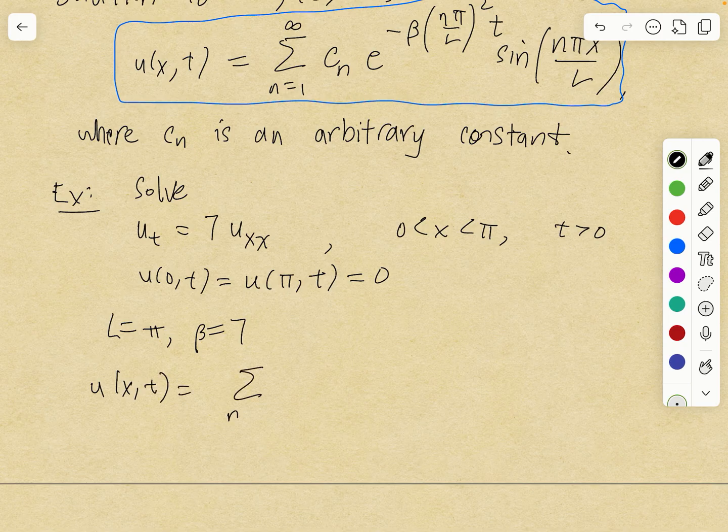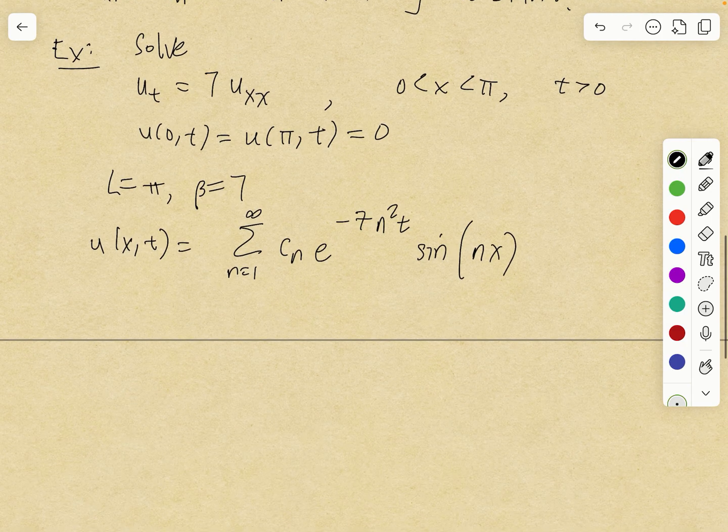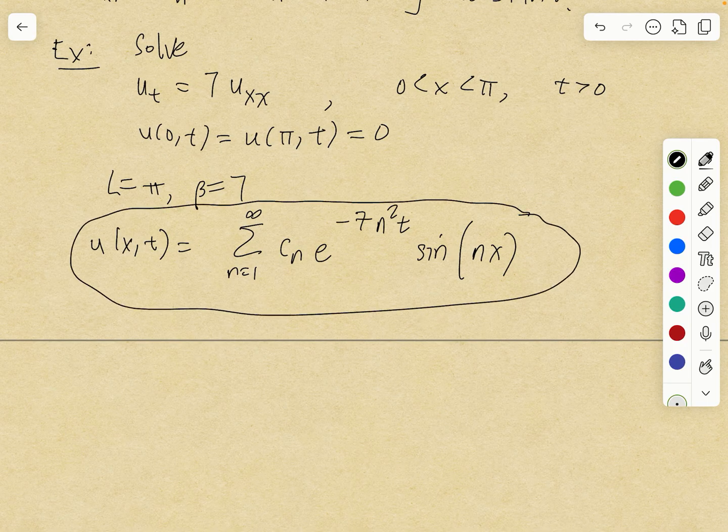So we get the sum from n equals 1 to infinity of Cn e to the minus 7, and then you get n pi over pi, right, because L is pi. So you get n squared t. And then sine, then L is pi, the pi's cancel, nx. And that's the answer. Okay, so for this question, that's the answer.